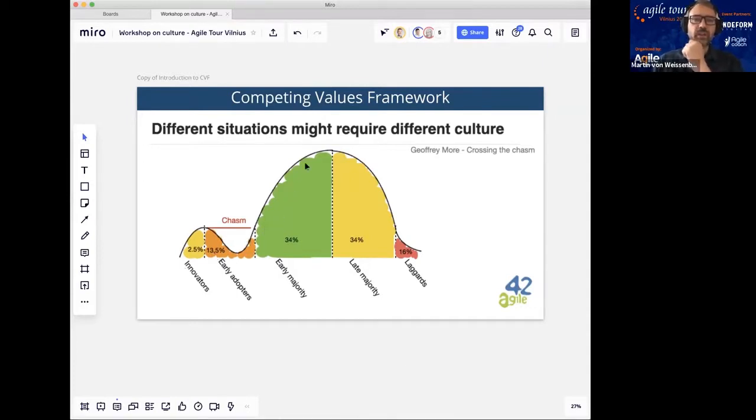This is a variant of the innovation diffusion curve. And what this means is that innovations start out with a bunch of early adopters and innovators. The difference here is that innovators are in it just for novelty. Okay, here's something new. Let's prod it a little bit. Let's hack it a little bit and see what happens.